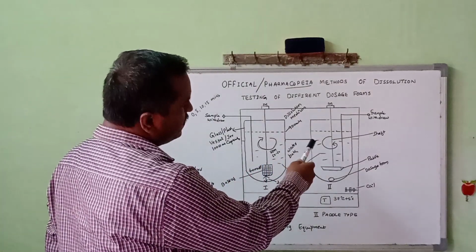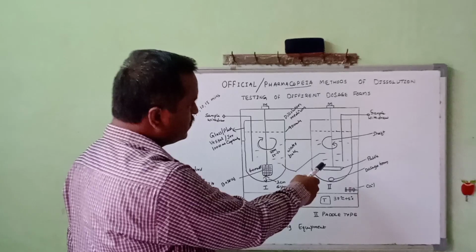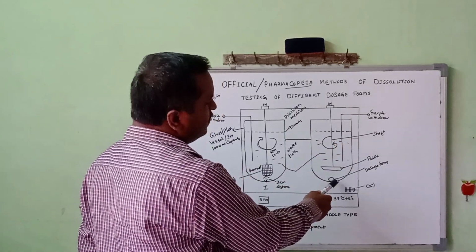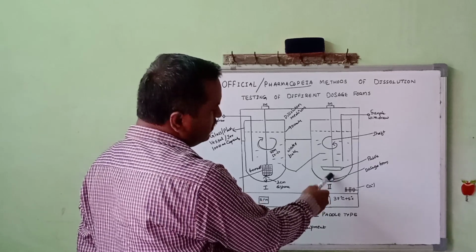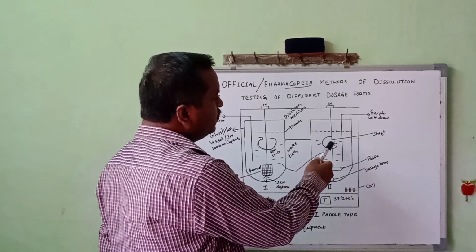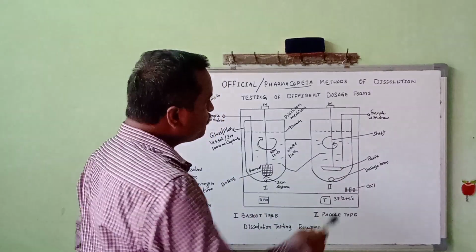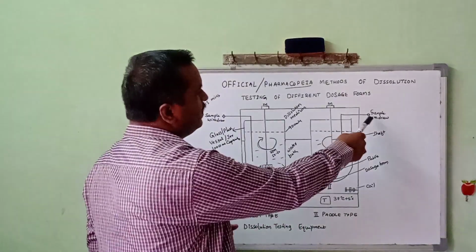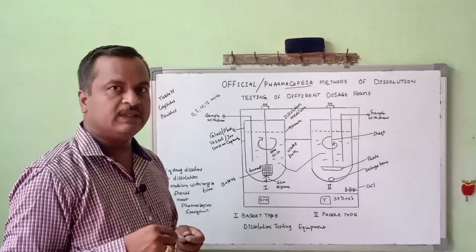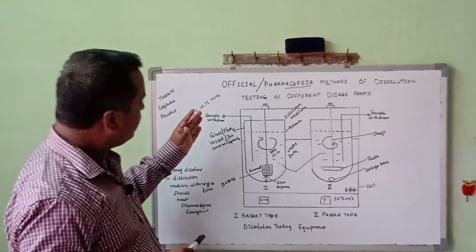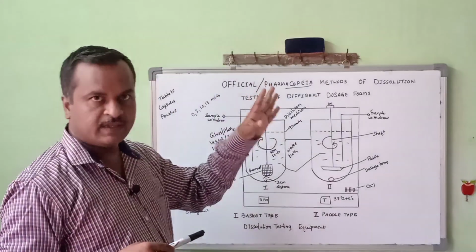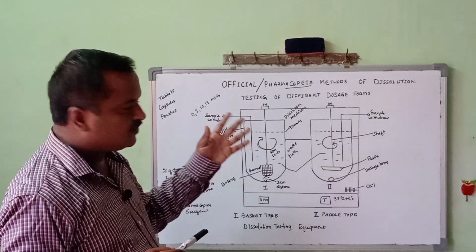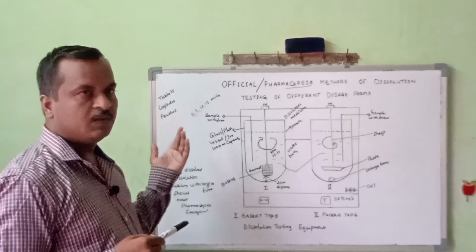Similarly, the same procedure will be adapted for the paddle method also. Here also the dosage form has to be placed at the bottom of the jar or basket, and the paddle is placed just 2 cm above and rotated with the motor, maintaining the required RPM. At a particular interval of time the sample is withdrawn, and this sample will be analyzed for the percentage of drug release. Similarly, like the basket method, the specified time will be given based on the type of dosage form. At that time the sample is withdrawn, and the sink condition is maintained on both sides.